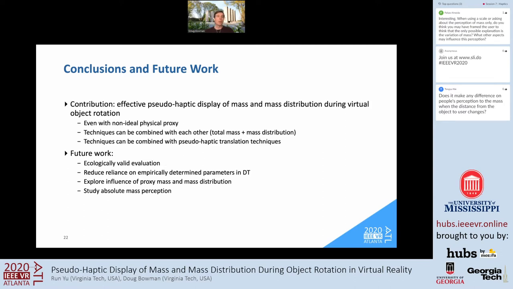So in the future, we'd like to do that, to put all of these techniques together and also evaluate them in a more ecologically valid task. We want to reduce our reliance on empirically determined parameters for dynamic torque. We'd like to explore the influence of the proxy's mass and mass distribution. And finally, we want to study absolute mass perception and not just relative mass perception.